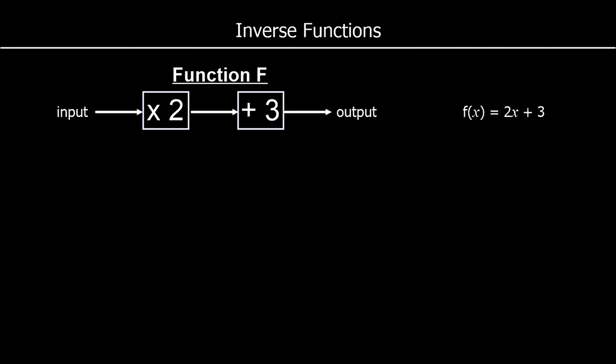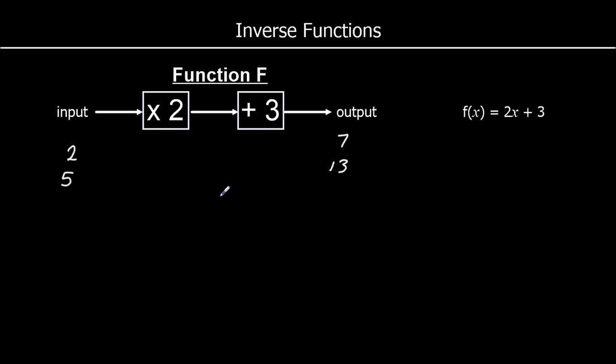So let's look at a few inputs. If we started with 2 and multiplied it by 2, we'd get 4, then added 3, we'd get 7. If we put 5 into the function, we'd multiply it by 2 to get 10, add 3 to get 13. So this is function f. The inverse of function f will do the opposite thing. So it will start with 7 and go back to 2. It will start with 13 and go back to 5. So it will start with the output and go back to the input.